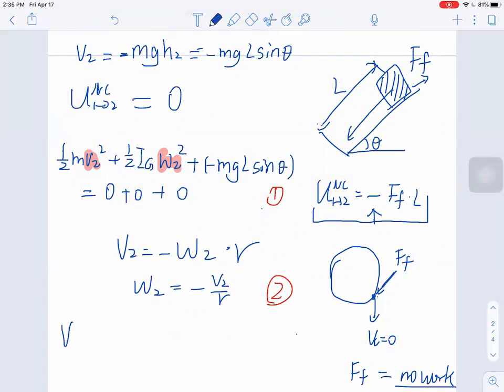We can find an expression for V2. V2 is the velocity of the disk at the bottom of the slope, and it equals plus or minus the square root of 2gL sine theta over r squared plus Ig.